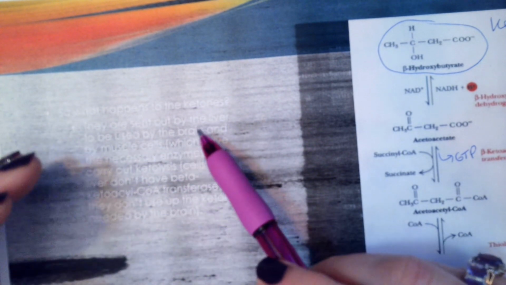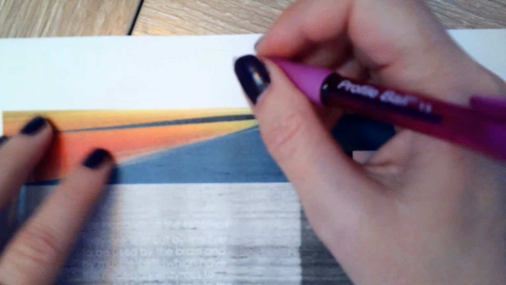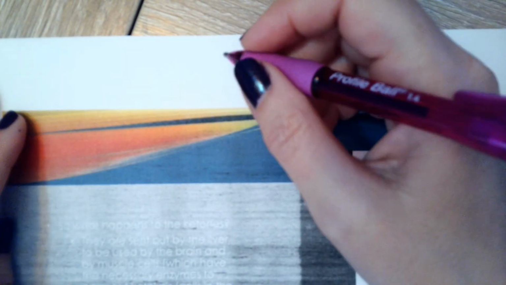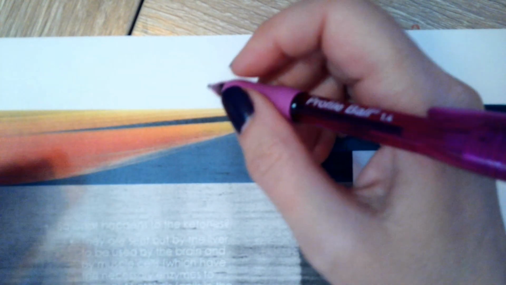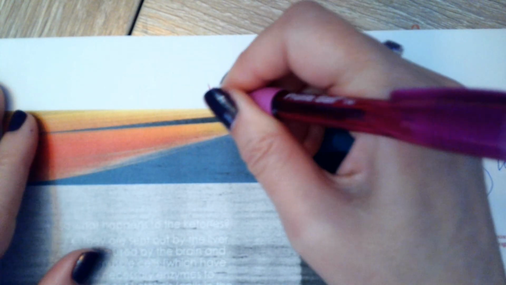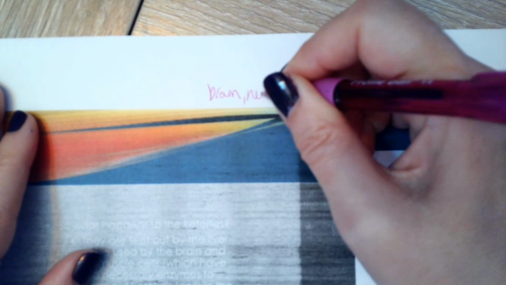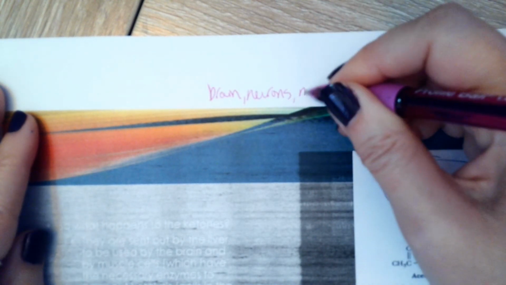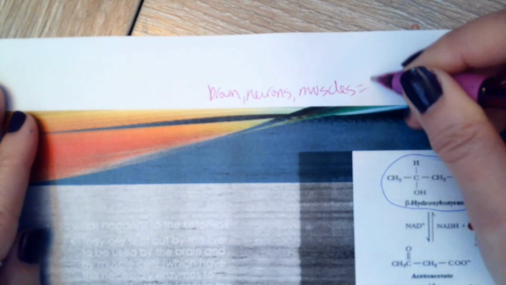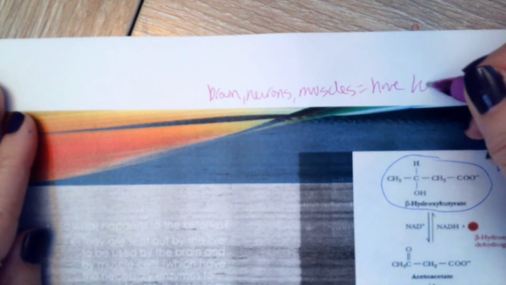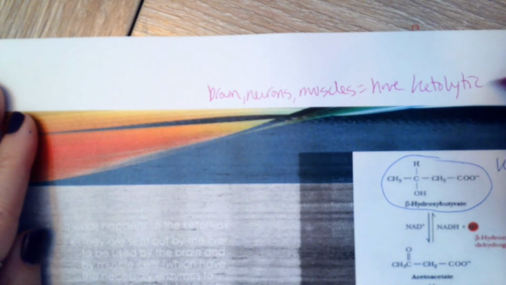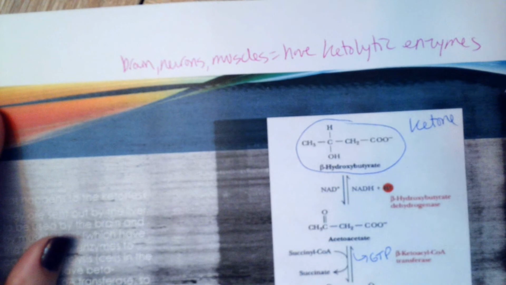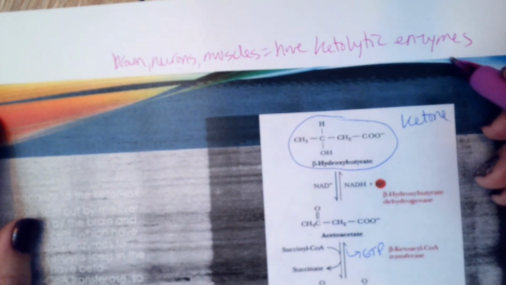The reason why the brain and the neurons and the muscle cells can use those is that they have the enzymes that can break down the keto bodies. So your brain cells, neurons, and muscles have ketolytic enzymes. That means the enzymes that can do ketolysis, the breaking down of ketones.